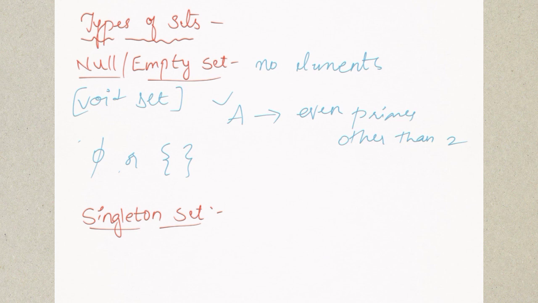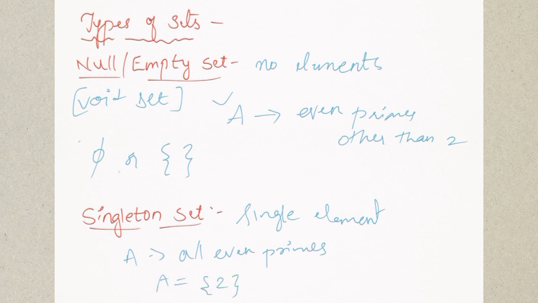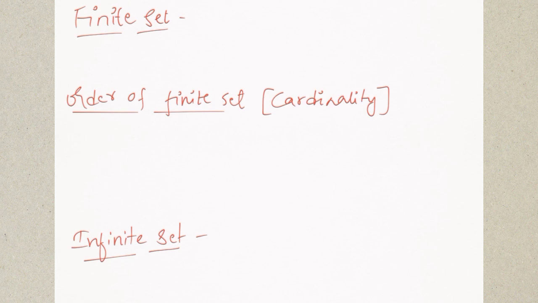Next is a singleton set. A singleton set is nothing but a set containing only a single element. Only one element if it is there. Suppose I give you an example, set A containing all even primes. What are all the even primes? Only one number, that is 2. So A is just {2}. So only one element is there. So this is a singleton set. Clear?